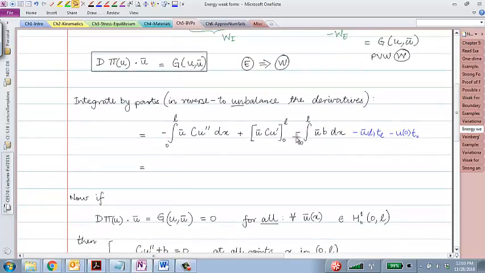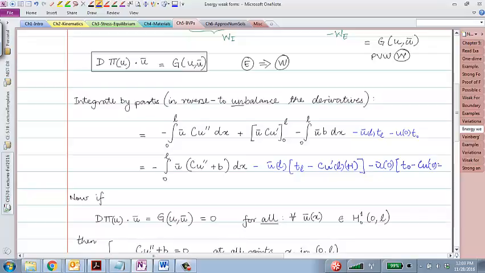And if I rearrange that, let's see what we get. We get minus the integral from 0 to L of u bar times (c u double prime plus body force) dx, and I get minus u bar L times T_L minus, we have c u prime here at L, so that's what I'll write here, c u prime at L, acting on plus 1, and then minus u bar 0 times T_0 minus c u prime at 0 acting on minus 1.